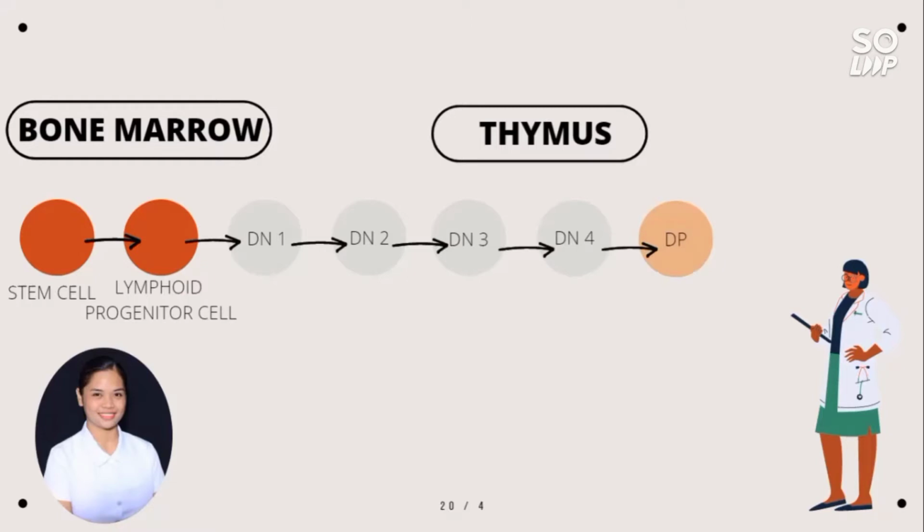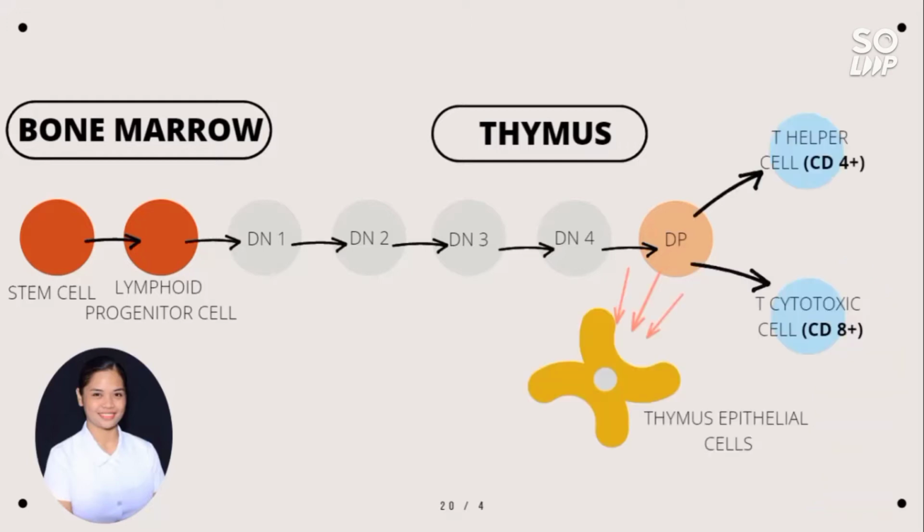And finally, it will become a double positive cell. The double positive cell then goes on to become either a helper T cell or a cytotoxic T cell. The double positive cell interacts with the thymus epithelial cells, and this helps to decide whether to become a helper T cell or cytotoxic T cell. So the cells become helper T cells when they stop expressing CD8 but continue to express CD4. Conversely, the cells which become cytotoxic T cells stop expressing CD4 and continue expressing CD8. That is why they are called the single positive cells.